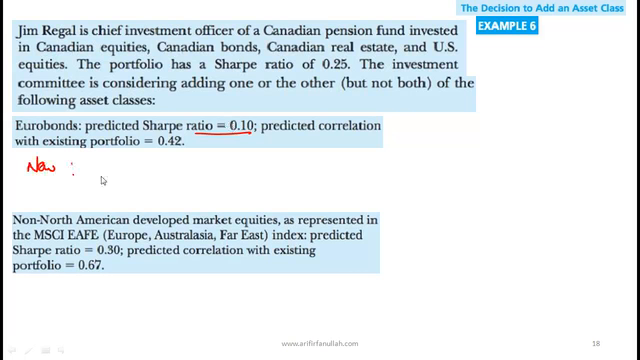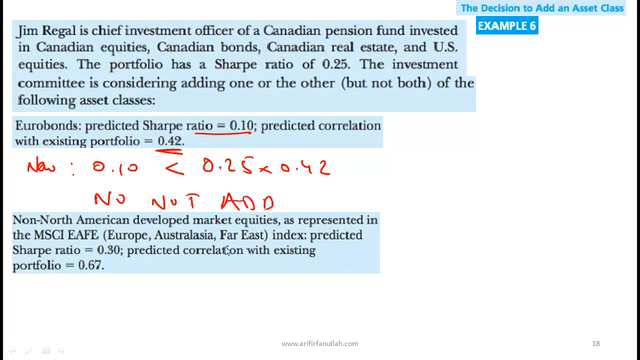So the Sharpe ratio of the new asset is 0.10. You compare this with what? You compare this with the Sharpe ratio of your existing portfolio, which is 0.25, multiplied by what? Multiplied by this correlation. So is this greater than or less than? You do the math and this is less than, so do not add. Okay. What about the next guy?